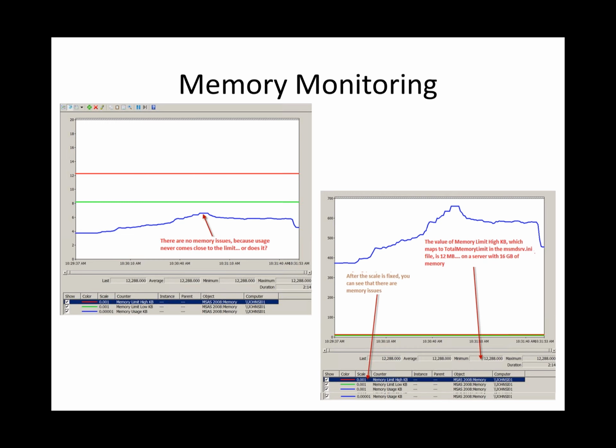When we are monitoring memory, make sure you go out and find some resources that teach you how to use perfmon. Most people don't wind up looking at memory counters in perfmon. They just look at maybe memory in use just to see the trend next to their CPU, and that tends to work pretty well. But when you look at the Analysis Services counters, because of the way that they scale, they're not going to look quite right.